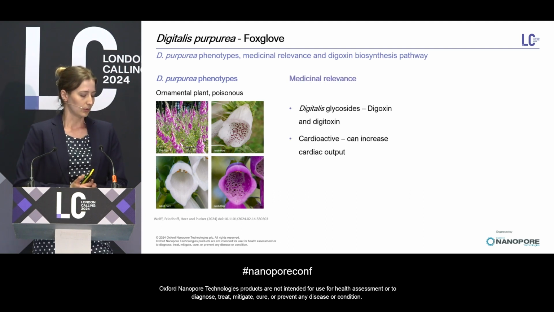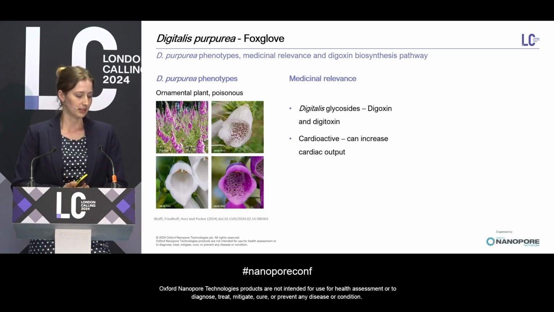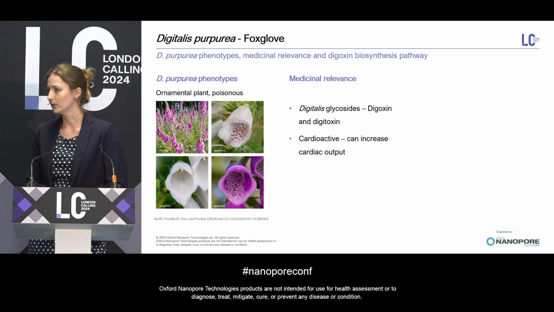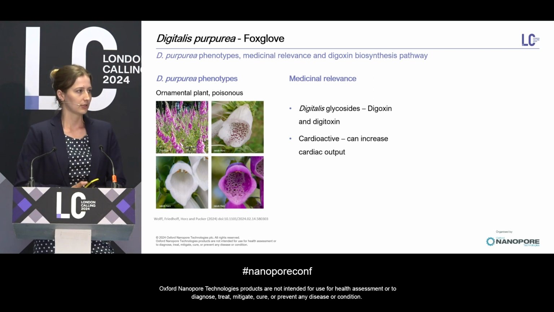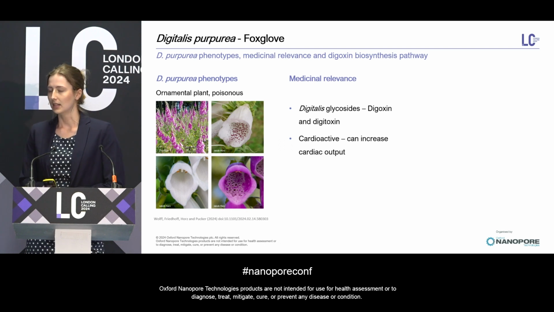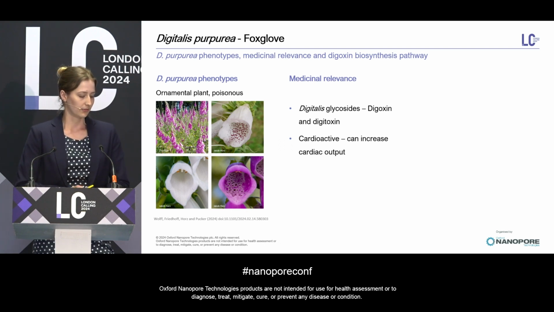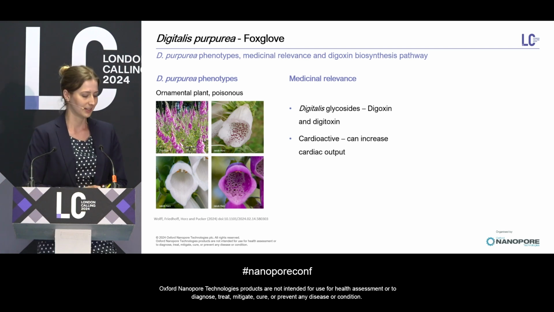And then we also had a look at the medicinal relevance, because Digitalis plants produce glycosides that are cardioactive, which means they can increase the cardiac output and used to be prescribed to patients suffering from heart conditions. And usually those compounds are isolated from a related species, Digitalis lanata, and we wanted to see if the synthesis of these compounds could also potentially happen in the Digitalis purpurea plants that we have in our institute's garden.